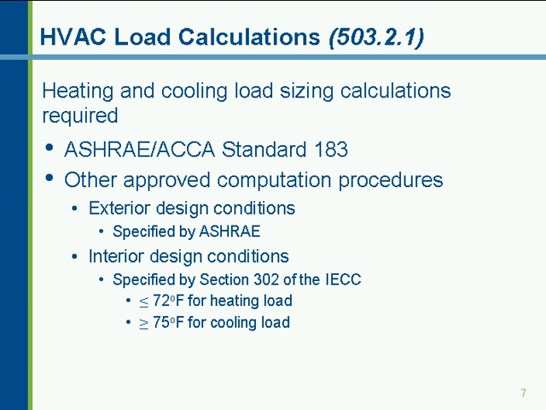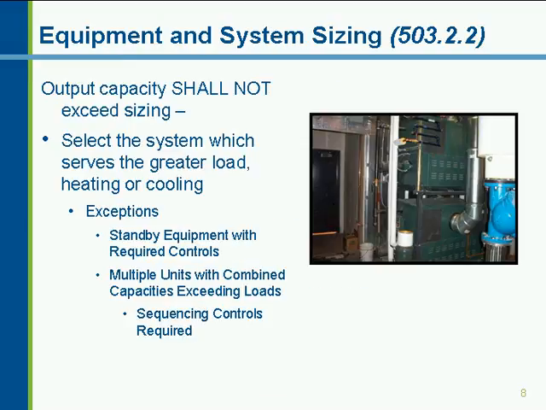The first of those requirements is load calculations. The IECC requires heating and cooling load sizing calculations to be performed, and you must use the procedures in ANSI/ASHRAE/ACCA Standard 183 or other approved procedures. The exterior design conditions are those specified by ASHRAE. The interior design conditions are specified by Section 302 of the IECC, and those conditions are less than or equal to 72 degrees for the heating load calculations and greater than or equal to 75 degrees for the cooling load calculations. There are requirements for equipment and system sizing.